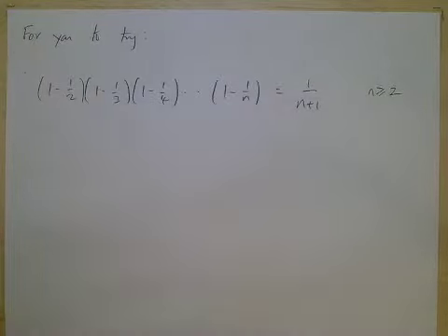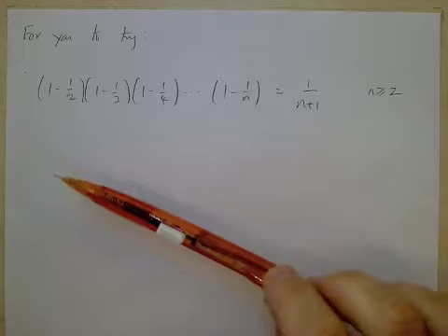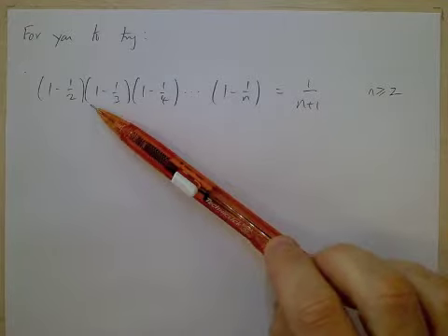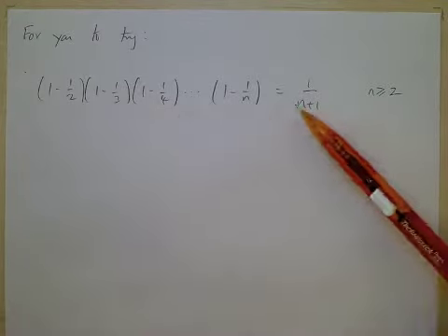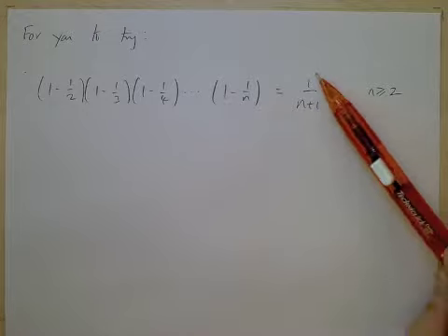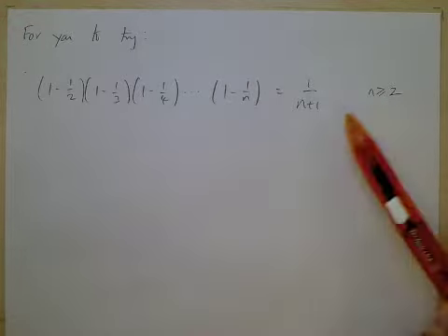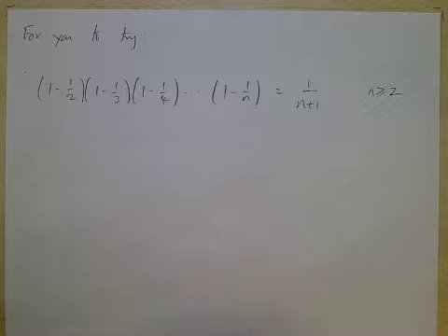A similar question for you to try. Can you prove this result? A similar product, 1 minus a half times 1 minus a third up to 1 minus 1 upon n equals this. Again for n greater than or equal to 2. I'll leave you to prove that by induction.